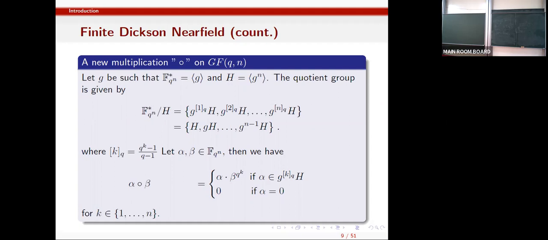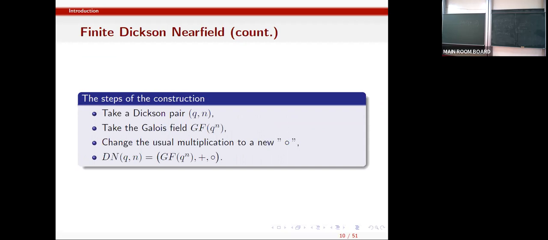The idea of constructing a Dixon near field is that we start with a Galois field of order q to the power n. We conserve the addition, but we distort the multiplication. We change the usual multiplication to become a new multiplication. The new multiplication is defined as this, where alpha belongs to a specific coset. That is the following step to derive a finite Dixon near field.